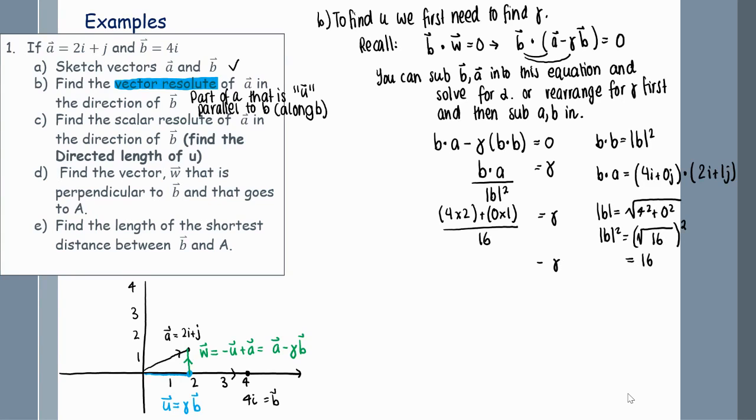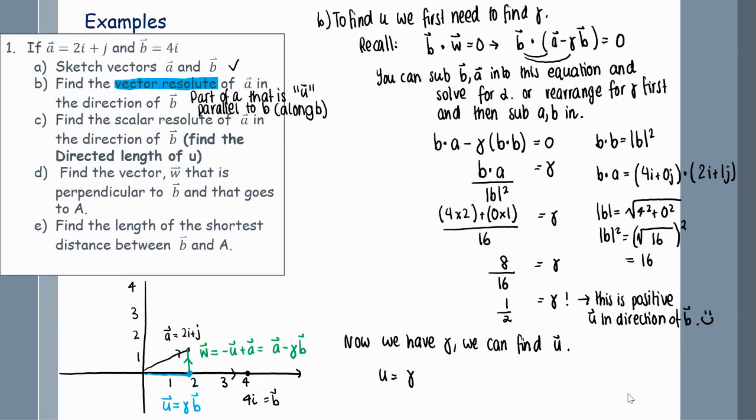All we have to do is clean up here, and we'll end up that gamma is 8 over 16 or a half. Now refer back to our diagram because that looks pretty good. It does look like vector U is about half the length of vector B. So now we have our scalar, we can figure out what U is. U will be equal to half times vector B, where vector B is just 4i. So half times 4i is just 2i. And that looks about right with what we've drawn in our diagram.